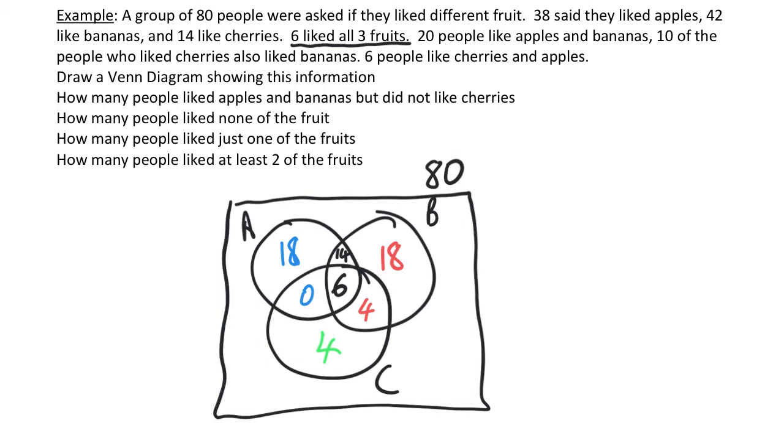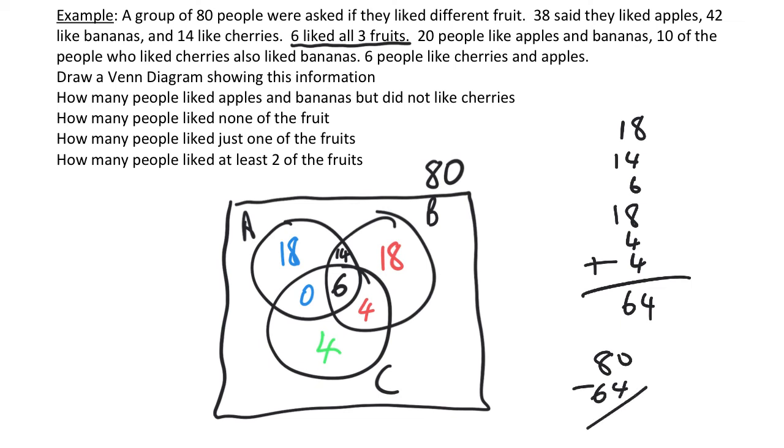So what we need to do now is figure out how many people are outside the 3 circles. So if we add together all the numbers, we're going to have 18 and 14 and 6 and 18 and 4 and 4. And if we add those up, we get 64, and taking that away from 80, we get 16. So that means that 16 people didn't like bananas, apples or cherries.